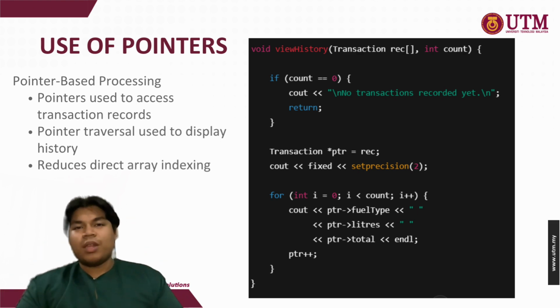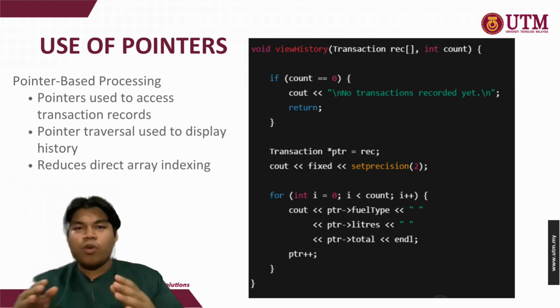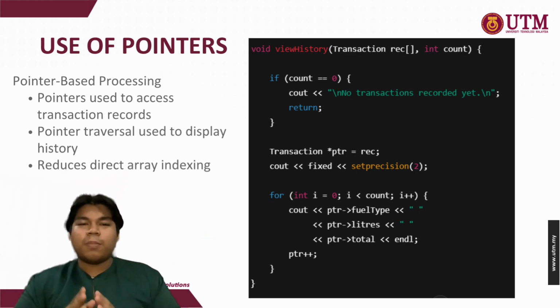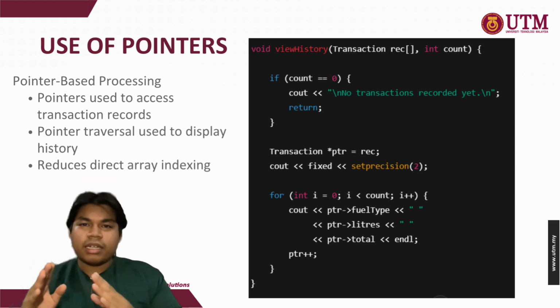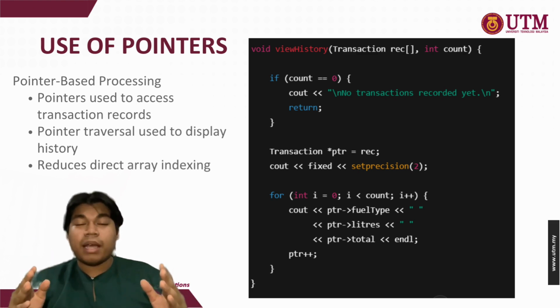Pointers are used to manipulate transaction records efficiently. Instead of accessing array elements directly, we use pointer traversal to move through transaction records. This approach reduces direct array indexing and demonstrates pointer usage as required by the assignment.